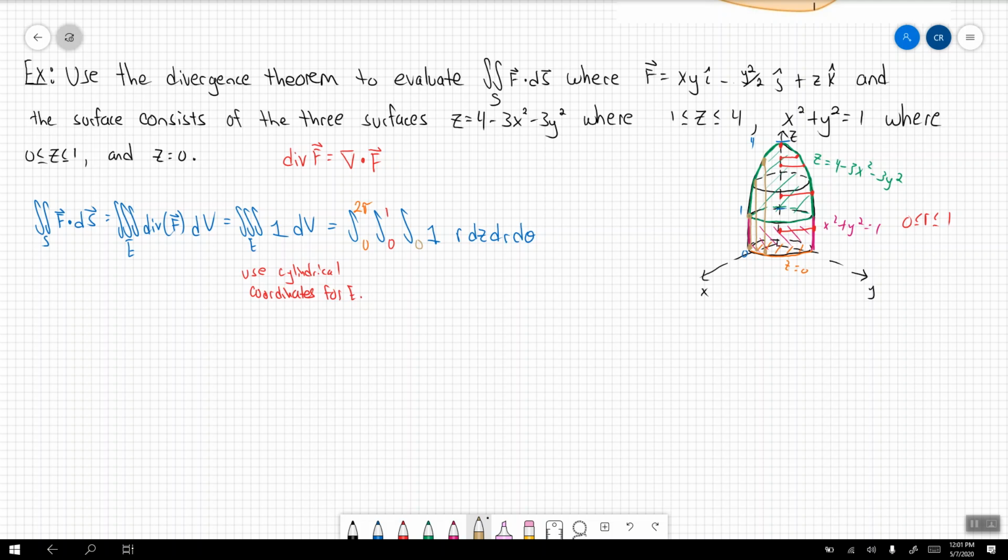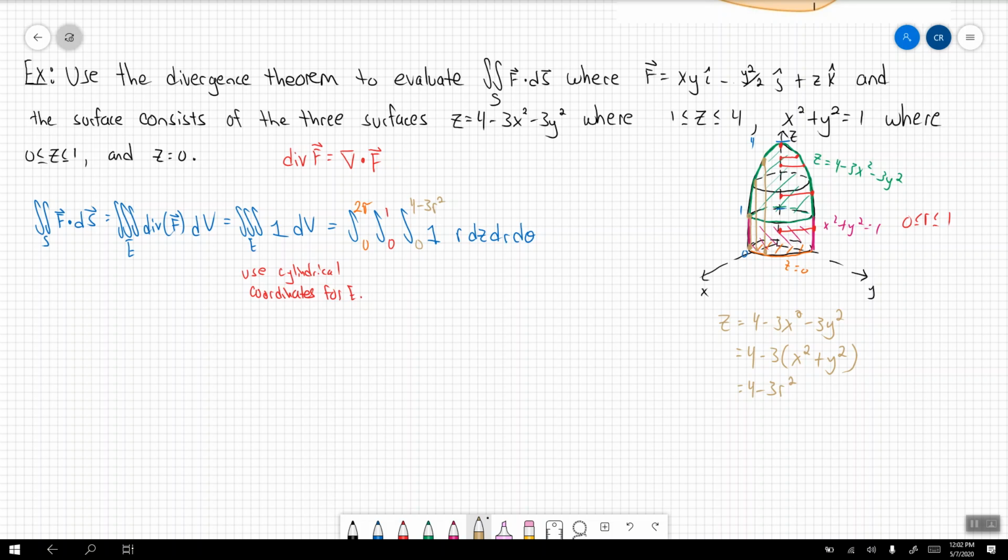So when I'm trying to calculate what these heights for z values are, they're just going to go from 0 all the way up to this surface function. But what is that surface function if z is equal to 4 minus 3x squared minus 3y squared? Well, again, we're doing this not in the rectangular coordinate system, but within cylindrical coordinates. So if we're using cylindrical, x squared plus y squared becomes r squared. Which means my upper limit of integration is 4 minus 3r squared.